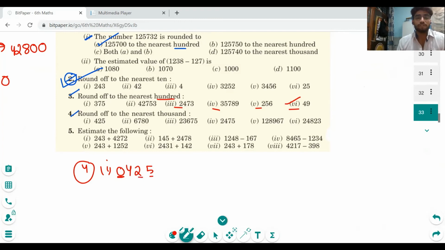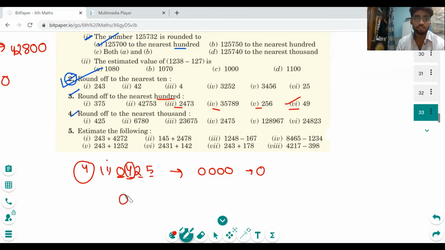So let's convert everything to zeros first. Now you observe the ones, tens, 100 place, right? The 100 place is less than 5. So I will not increase this. I will keep this as it is, and you can see the answer is actually 0 only. We will say 0 only.